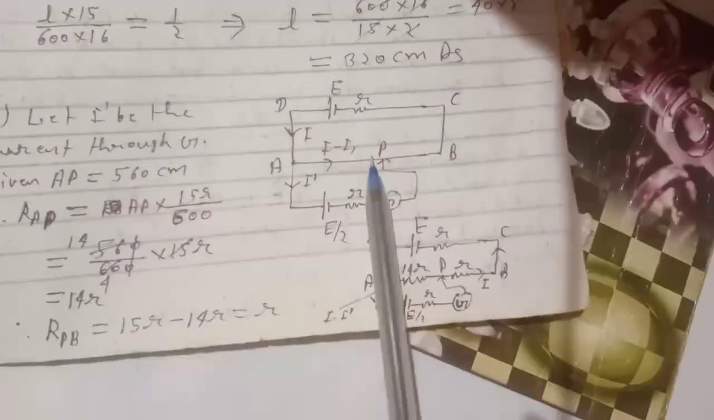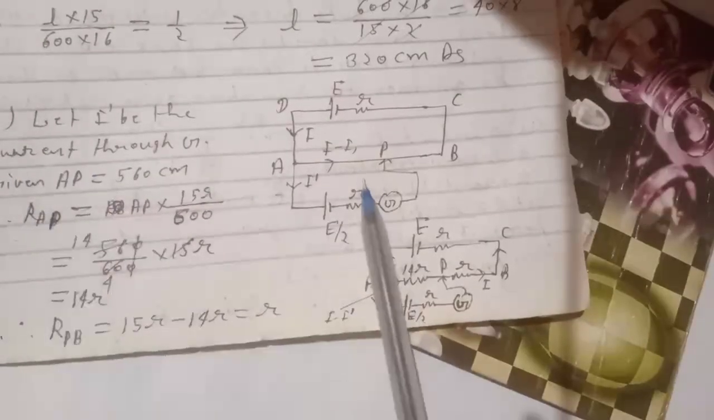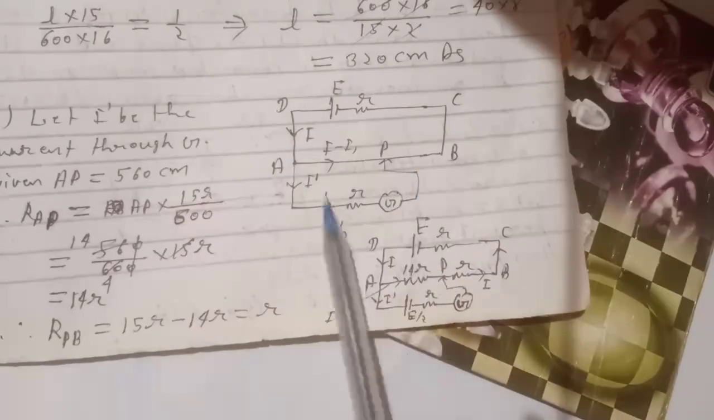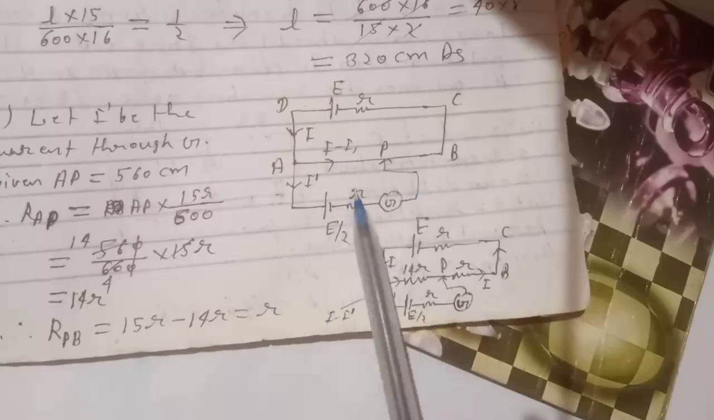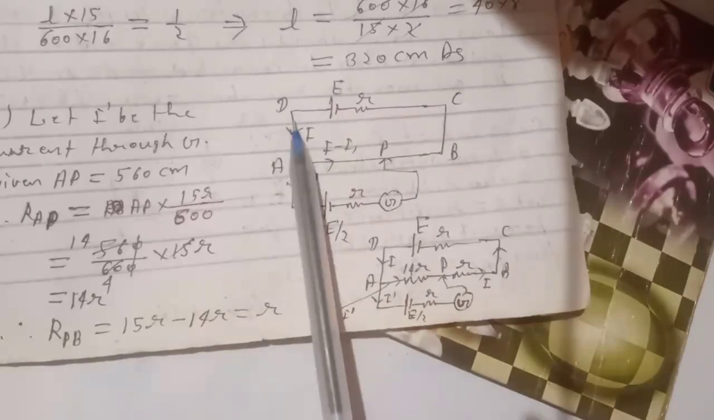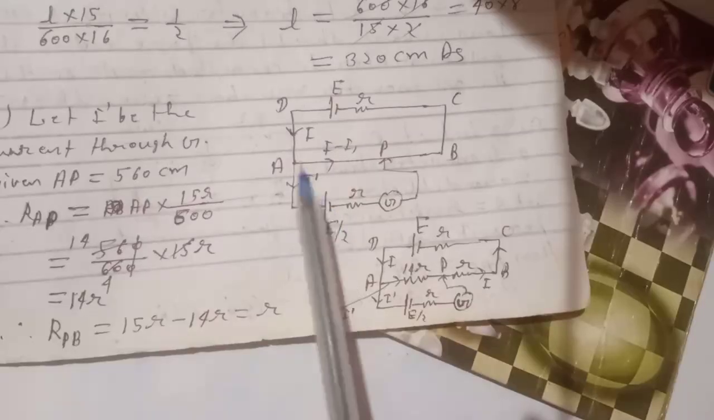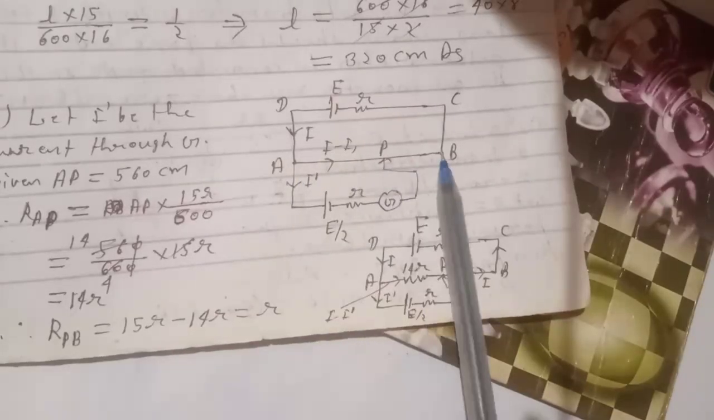Now in the next case, let I dash be the current through G. In the next case, we slide the jockey again, and now the current flows through the galvanometer in this circuit, and let this current be I dash. Now since current I is flowing through this, at this point I dash will come in this direction, and I minus I dash will go in this direction, and at this point again this will be I.